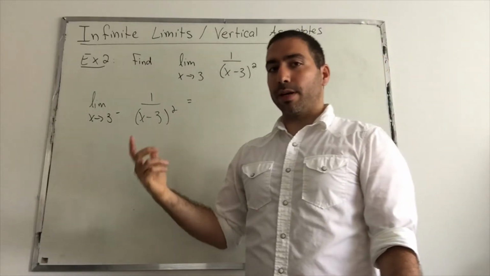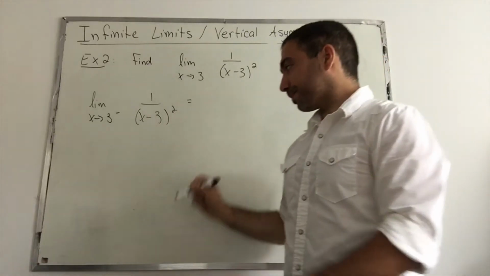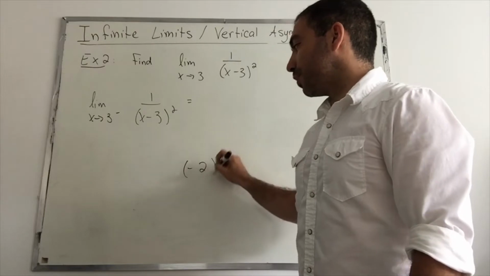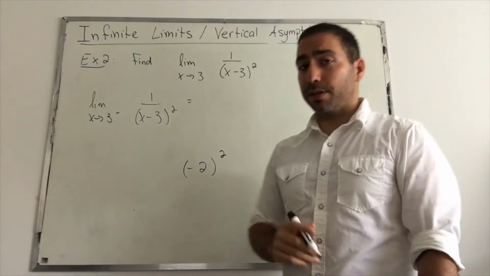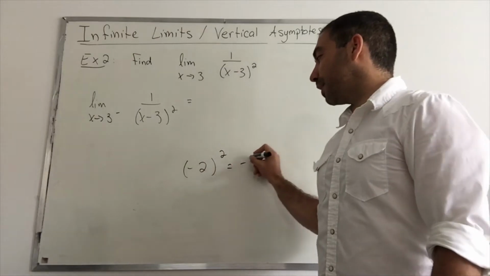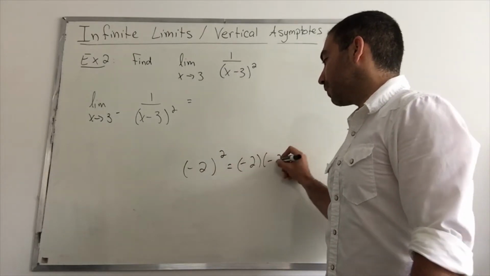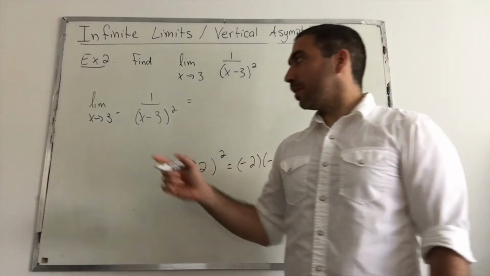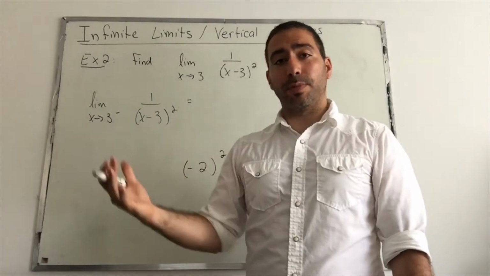So think of any number squared, like negative 2 squared. Make sure you put it in brackets if you're plugging it into your calculator. You're going to end up getting a positive, because two negatives make a positive. Negative 2 squared is the same as negative 2 times negative 2, right? Two negatives make a positive. So this number in the denominator is going to come out positive.